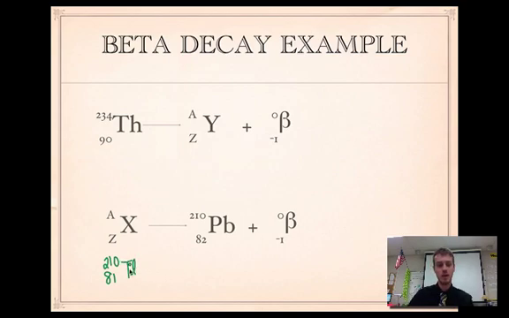And just a point to make, 210 is equal to 210 plus 0, so that part's balanced. 81 is equal to 82 plus negative 1. So you actually do have a balanced nuclear reaction here, because my number of nucleons is the same on both sides.